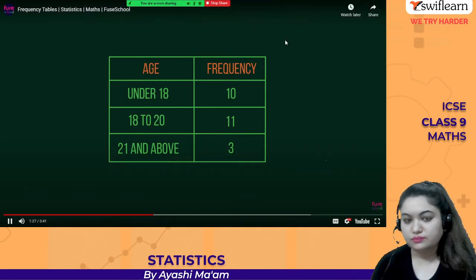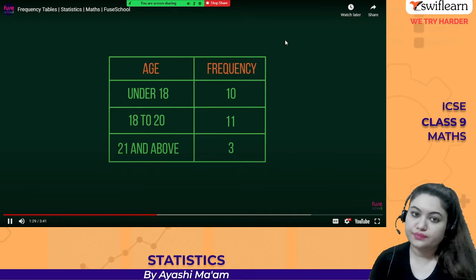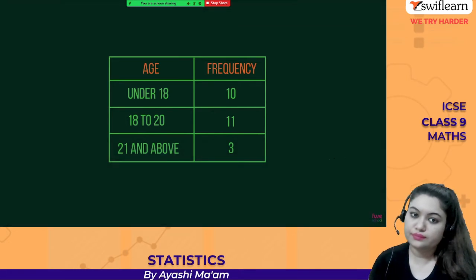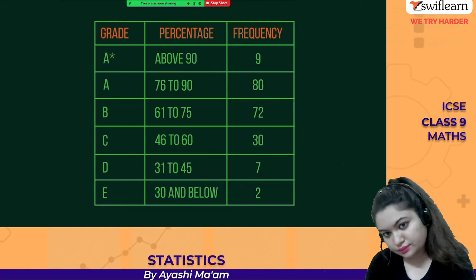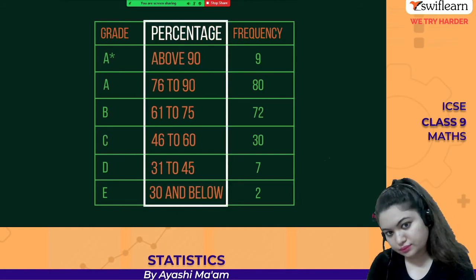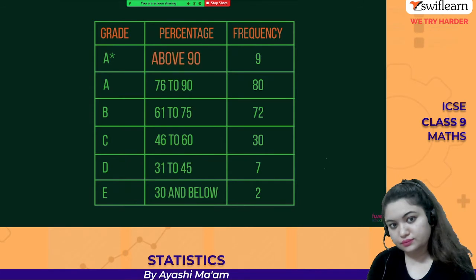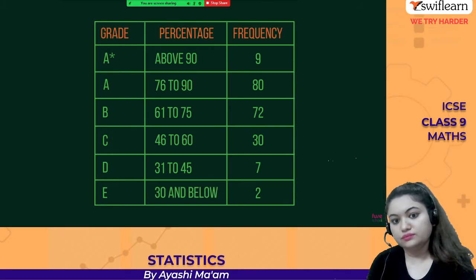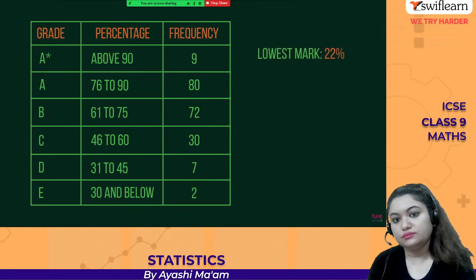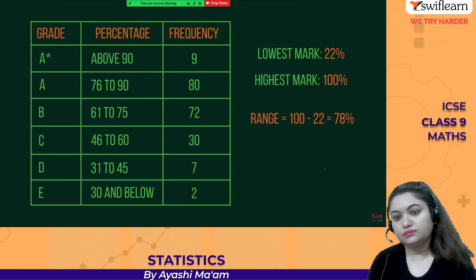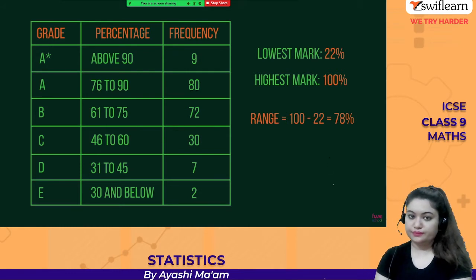When creating grouped frequency tables, if possible, it's best to try and make the groups the same size. So let's go back to our exam results. These groups are different sizes. This one is 10, these are 14, and this one is 30. Let's try and make them more equal. We know the lowest mark was 22% and the highest mark was 100%. So the range of results is 78%.